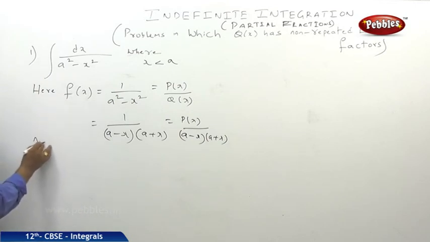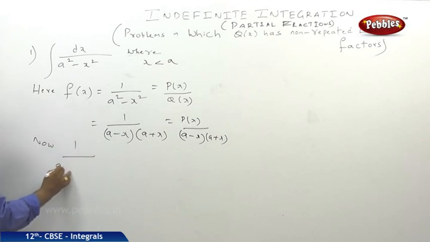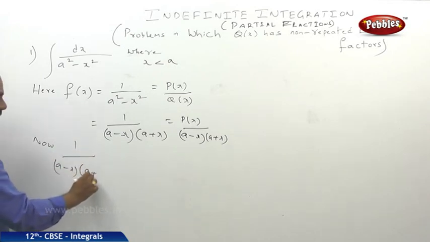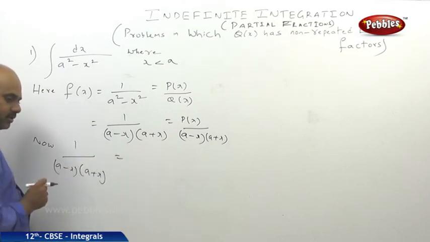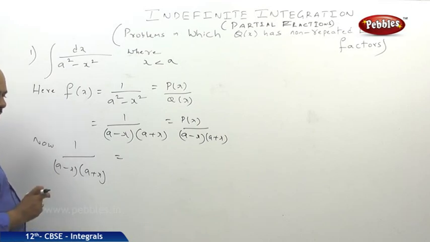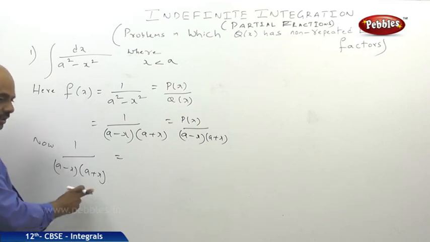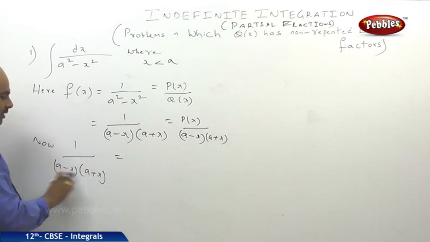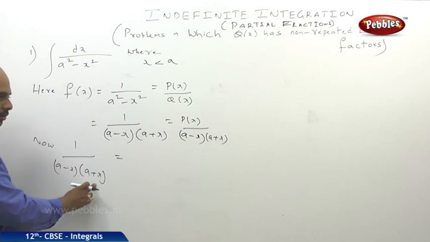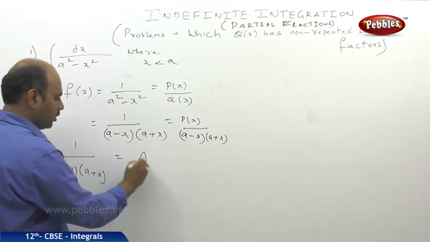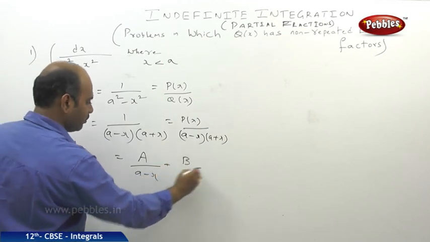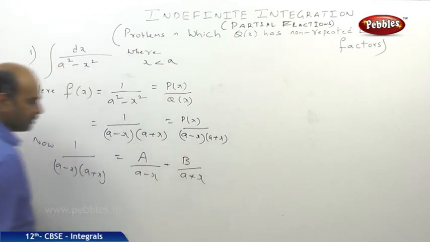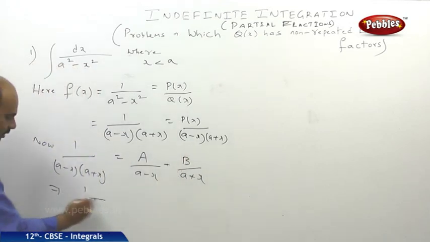Now, 1 by a minus x into a plus x is equal to, this is a linear factor, this is a linear factor. Two linear factors are there, and the factors are not repeated. As there are two different linear factors, we need to take two constants. So the two constants give A by a minus x plus B by a plus x. Later I will be doing the LCM.